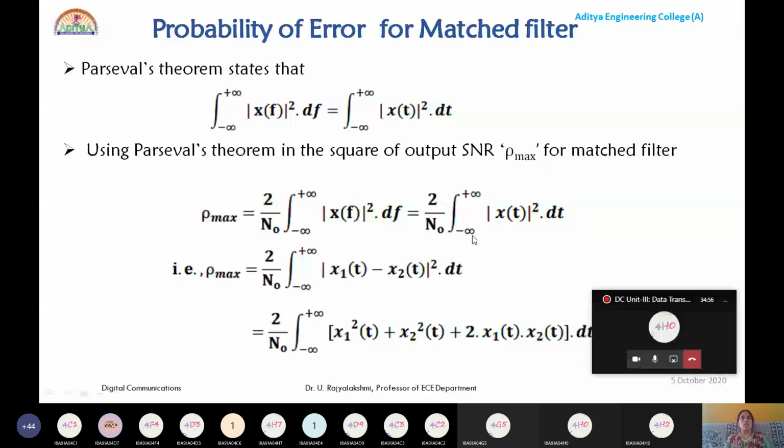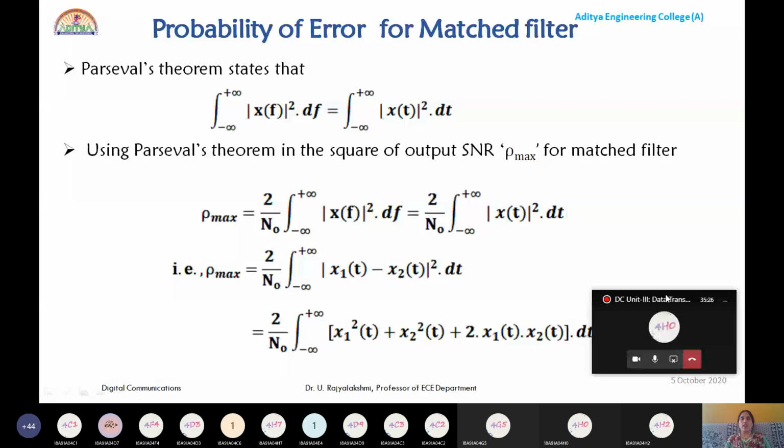So what is Parseval's theorem? Parseval's theorem states that the square of the magnitude of the signal in the frequency domain and time domain are the same. So that's why we replaced mod X(f) square df with mod x(t) square dt. Now this is our final equation: rho max will be 2 by n naught integral from minus infinity to plus infinity of x(t) square dt.